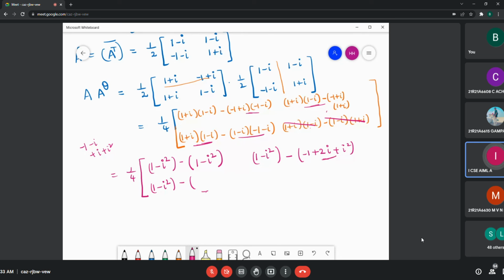This is not correct. So you are saying about this value, right? Yes, ma'am. What is that value you got? Minus 1 plus i square. Okay, minus 1 plus i square. Let me see. Minus 1 plus i into 1 minus i. Minus 1, I got the 2i. You didn't get the 2i. Where did I make the mistake here?